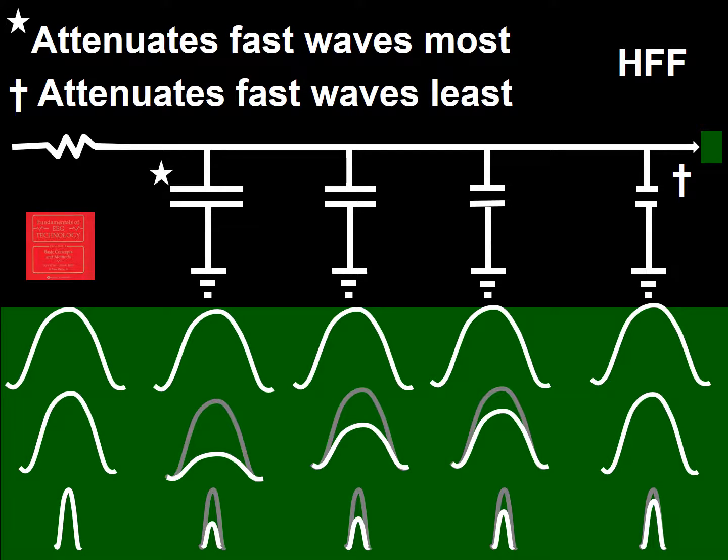High frequency filter will attenuate fast wave. The larger the capacitor, the more the attenuation.